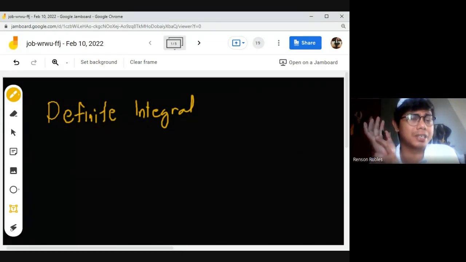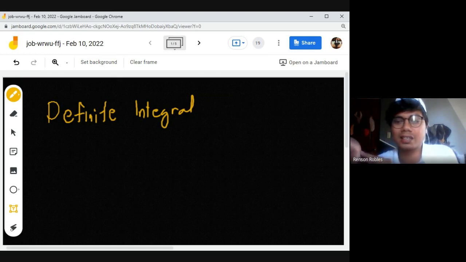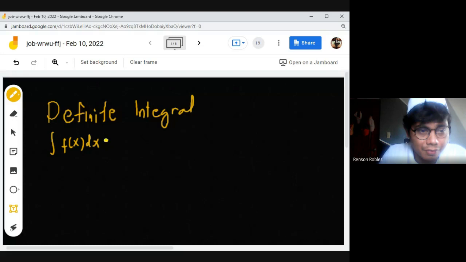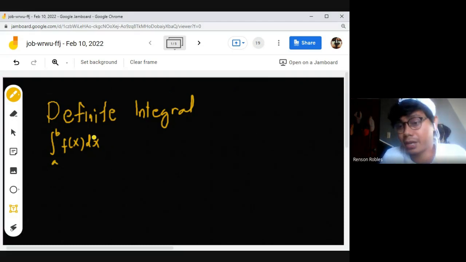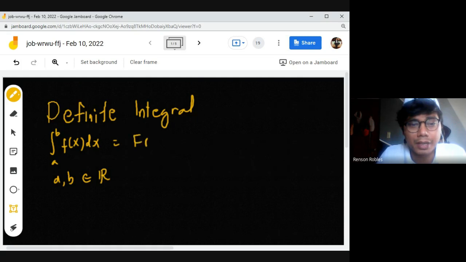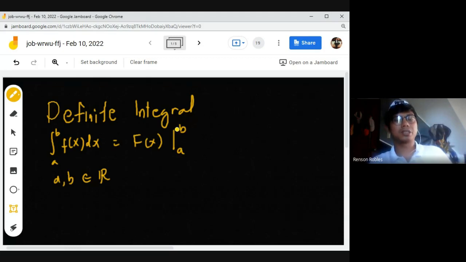So for today, we're going to discuss the definite integral, and I have already presented to you the formal definition. This is an integral with limits of integration, written in the form integral of f of x dx evaluated from a to b, where a and b are elements of the real numbers, and these are called the limits, okay? And that is given by capital F of x. You'll no longer see any C here. Instead, you draw a vertical line and then you write A here, and this one is your B.